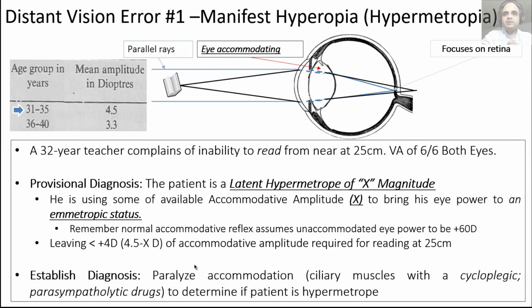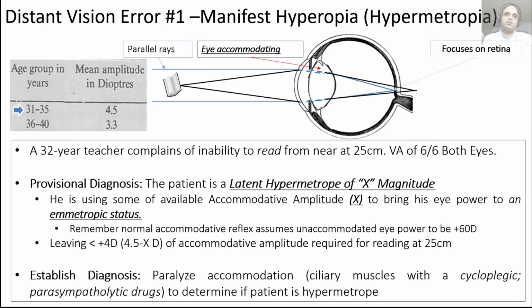So to establish diagnosis, we need to paralyze accommodation with a parasympatholytic agent. Remember, it's a parasympathetically driven system. So we need a cycloplegic drug, which is a parasympatholytic drug. We'll talk more about parasympatholytic drugs in just a moment, about 5 to 10 minutes from now, hopefully, to determine if this patient is hypermetropic, because unless we paralyze accommodation, this patient is going to be using his accommodative amplitude to fix the vision.